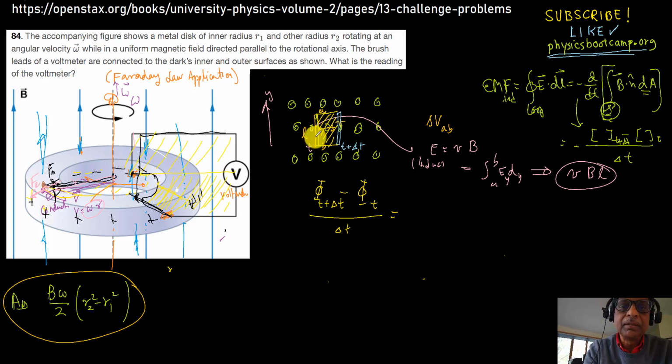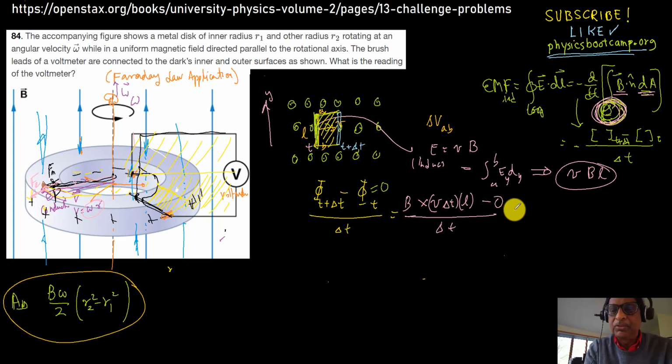just this. This loop was just, so this was 0. And this one, now the loop is this big. So basically this has changed. This is fixed, but this changes. Okay, and so this, say V times delta t times L, so this is the area, times B minus 0 over delta t, and so we get BVL.